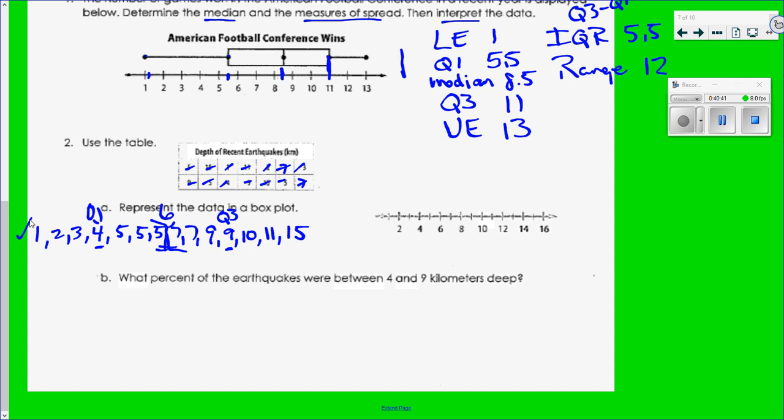Okay? Now to draw it, I've now gotten all my numbers I need, right? The one thing I didn't check yet was for my outliers, right? So Q1 is 4, Q3 is 9. That means I have an IQR, my interquartile range, of 9 minus 4.